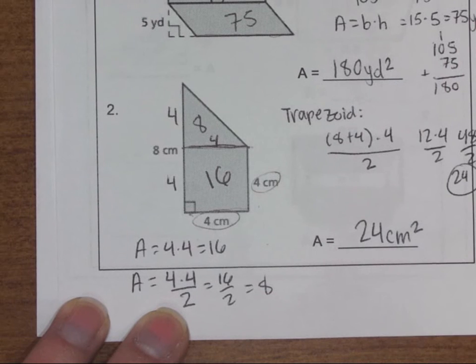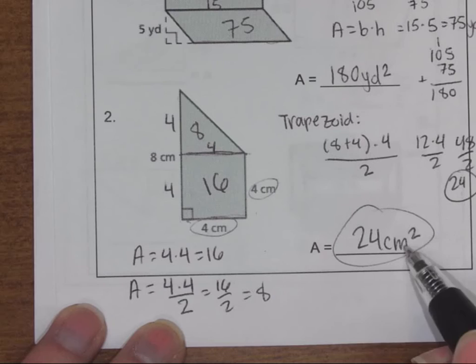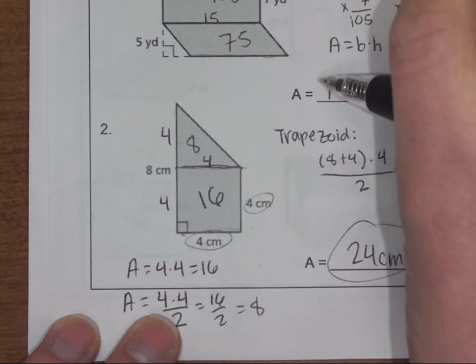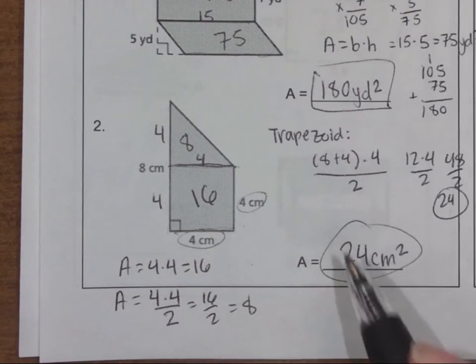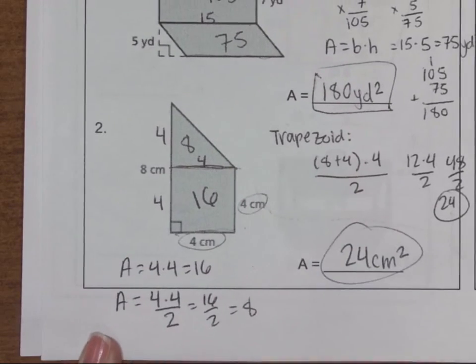Remember your units, centimeters squared. So we get the same answer. It doesn't matter which way we do it, we get the same answer. Okay, you don't have to do it both ways. You pick one. You can do the trapezoid way or the composite figure way.